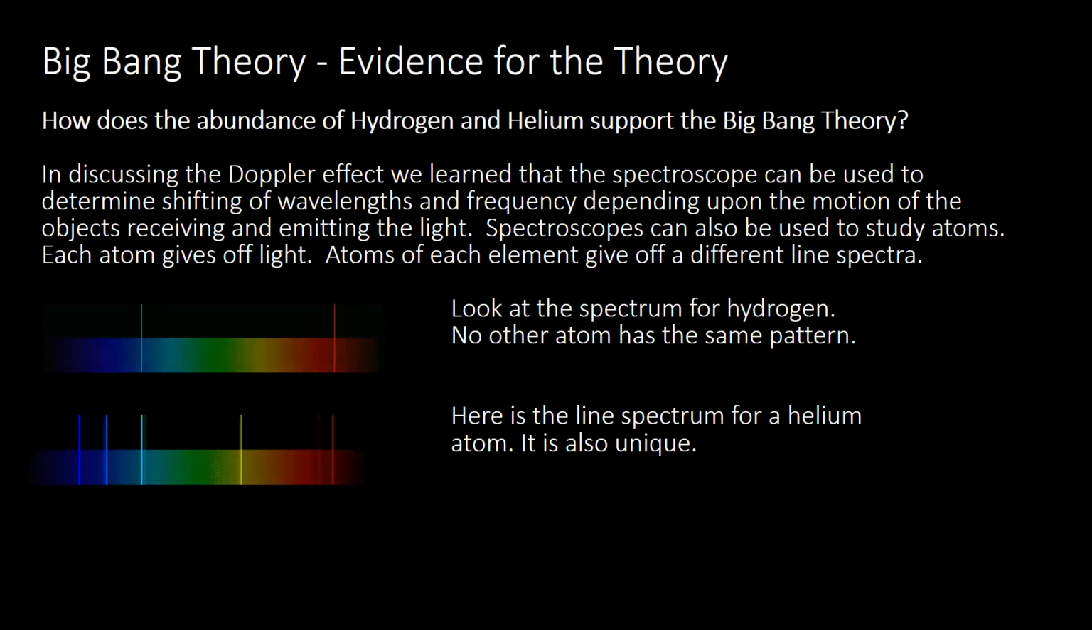In discussing the Doppler effect, we learned that the spectroscope can be used to determine shifting of wavelengths and frequency depending upon the motion of the objects receiving and emitting the light. Spectroscopes can also be used to study atoms. Each atom gives off light. Atoms of each element give off different line spectra. Look at the spectrum for hydrogen. No other atom has the same pattern. Here is the line spectrum for a helium atom. It is also unique.